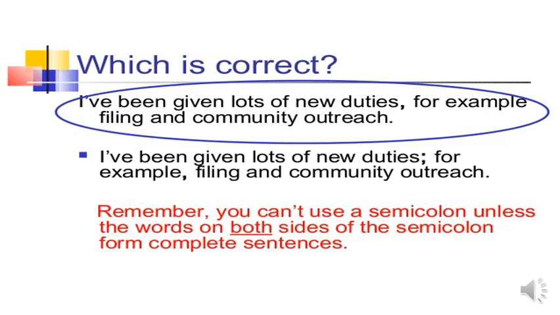Let's read the next sentences. I have been given lots of new duties, for example, filing and community outreach. The second one: I have been given lots of new duties; for example, filing and community outreach. The first one is right. We put a comma before the expression for example.